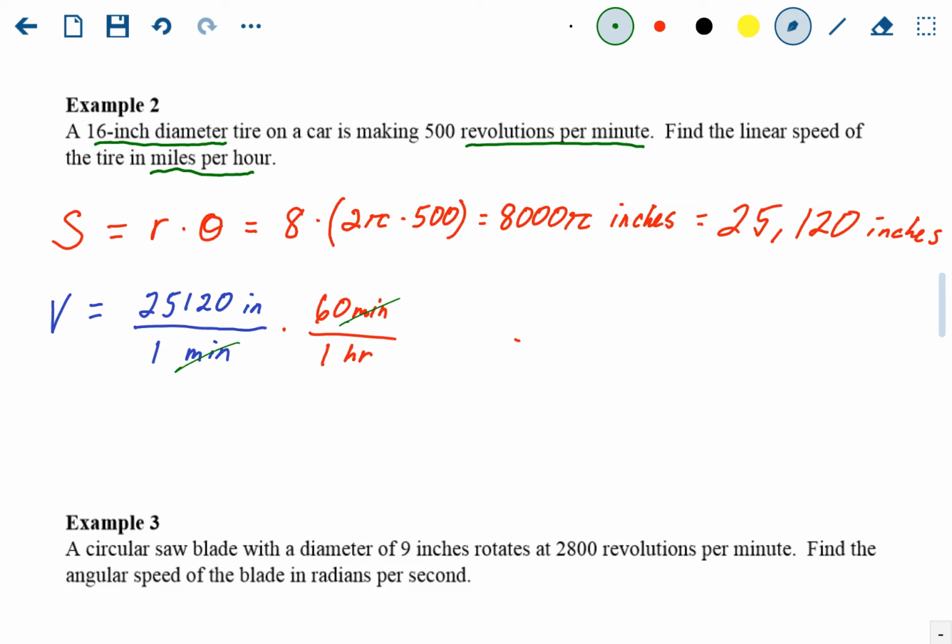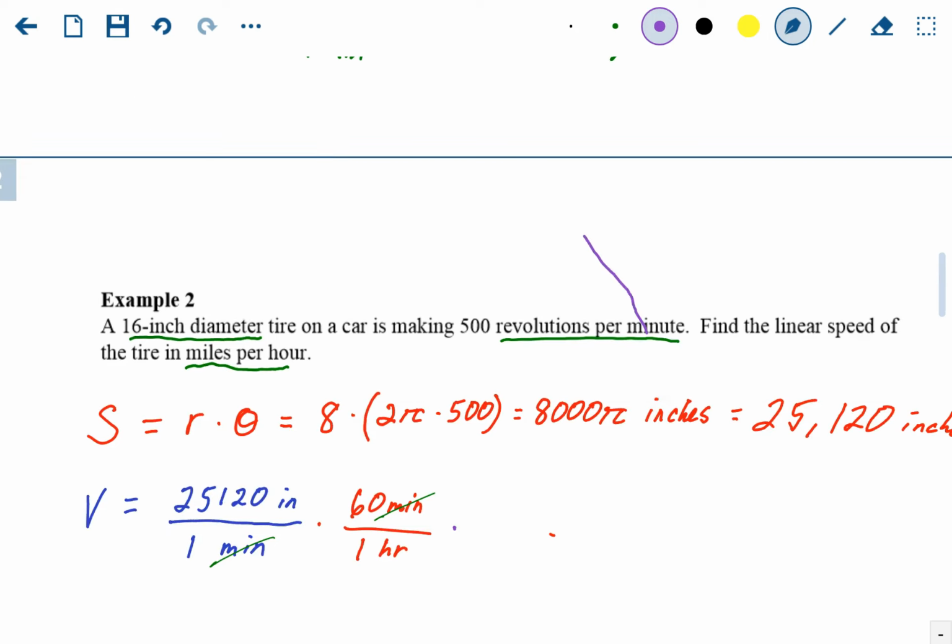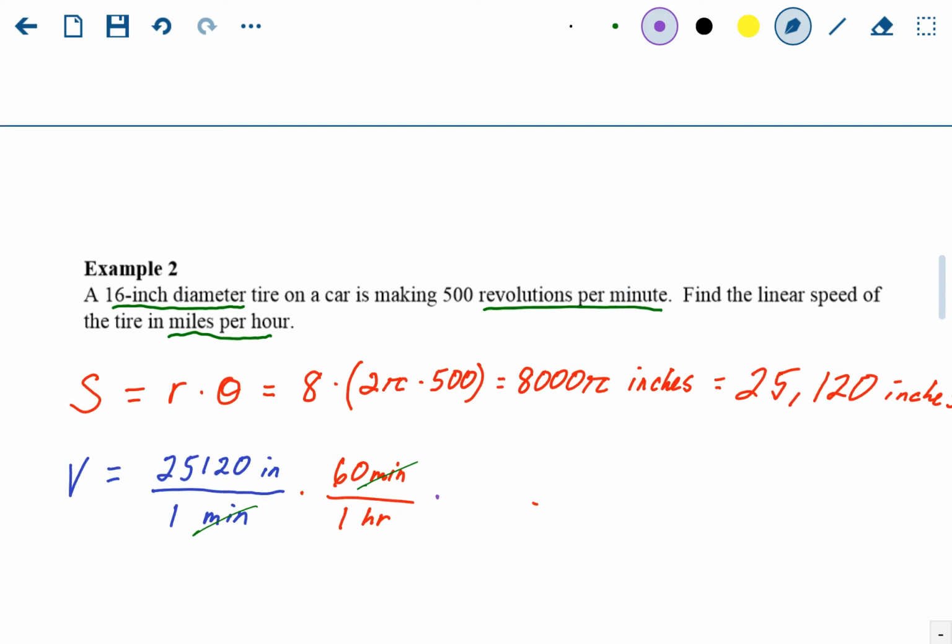So I have to convert inches. Well, I know that there are 12 inches in a foot. Okay. So I'm going to need, since I already have inches on top, I'm going to need to put the inches part on the bottom. So I got 12 inches in 1 foot. So now you got inches on top, inches on the bottom. Those are going to cancel out. So now what am I left with? I'm left with feet over hours, feet per hour.